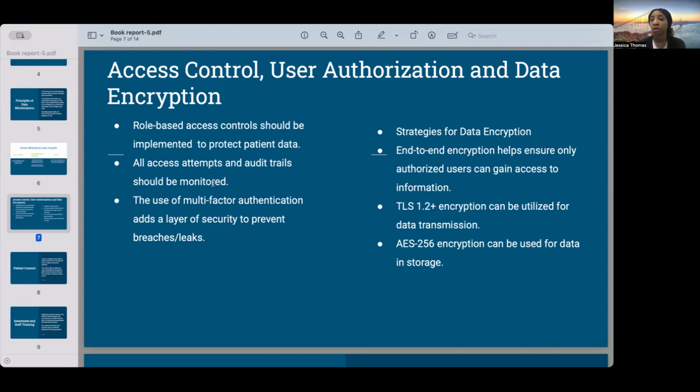And strategies for data encryption. Basically, using end-to-end encryption helps ensure only authorized users can gain access to the information. Some examples of this would be TLS 1.2 plus encryption, which can be utilized for when data is being transferred, and AES 256 encryption can be used for stored data. So these are just examples of end-to-end encryption software that can be used to help protect patient data.